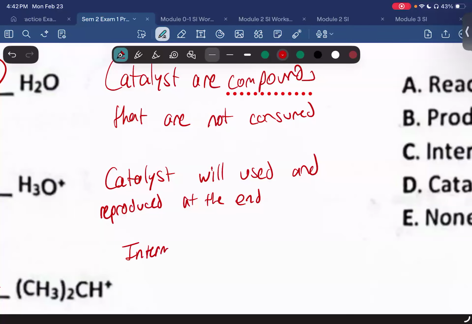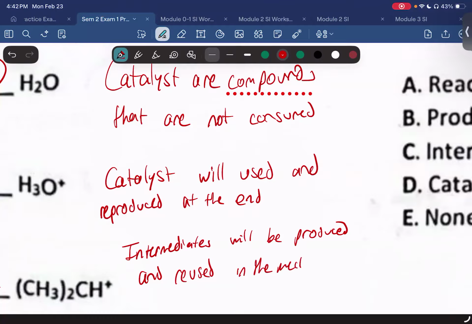Intermediates will be produced and reused in the mechanism. So they're essentially opposites. And this is why catalysts and intermediates are not in the overall reaction.